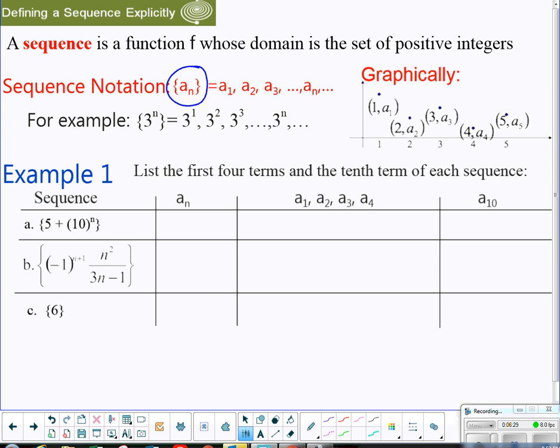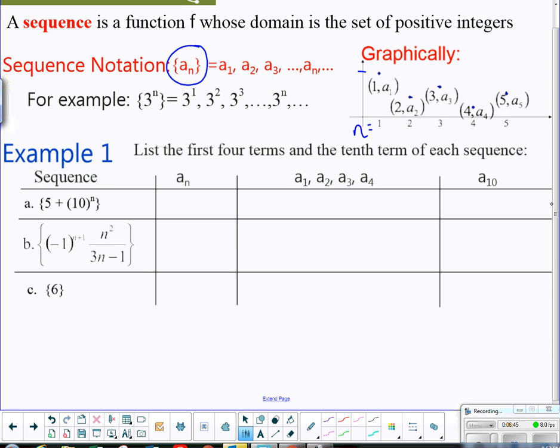We can actually graph this stuff out too. Here you see the horizontal axis containing the values of n, the domain of the function, and then the outputs are coming in as the height of the a sub 1, the a sub second term, third term, and so forth. They have a little example here that lists the first 4 terms and the 10th term of each sequence.